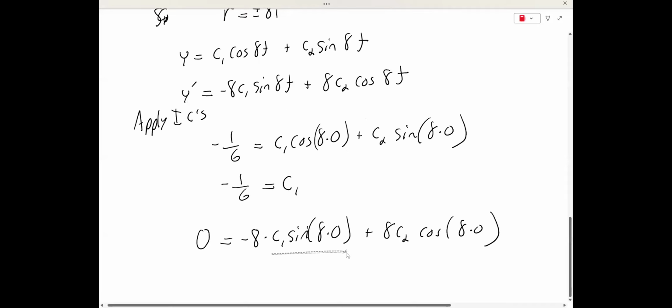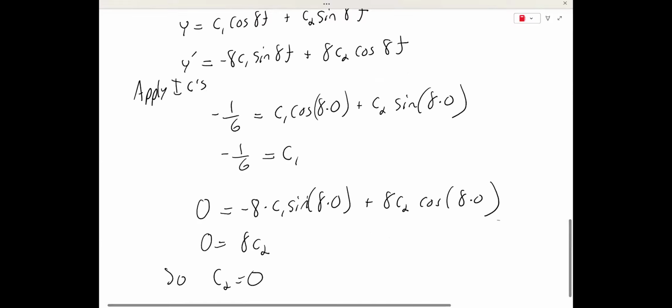So then, wait a minute, let's see. Oh, okay, yeah. So I get here 0 equals, this would drop, right? This drops out here. 0 equals 8 C2, like that, because this is 1 right here. So what would be C2 then? Right, C2 equals 0. So C2 is 0 then.